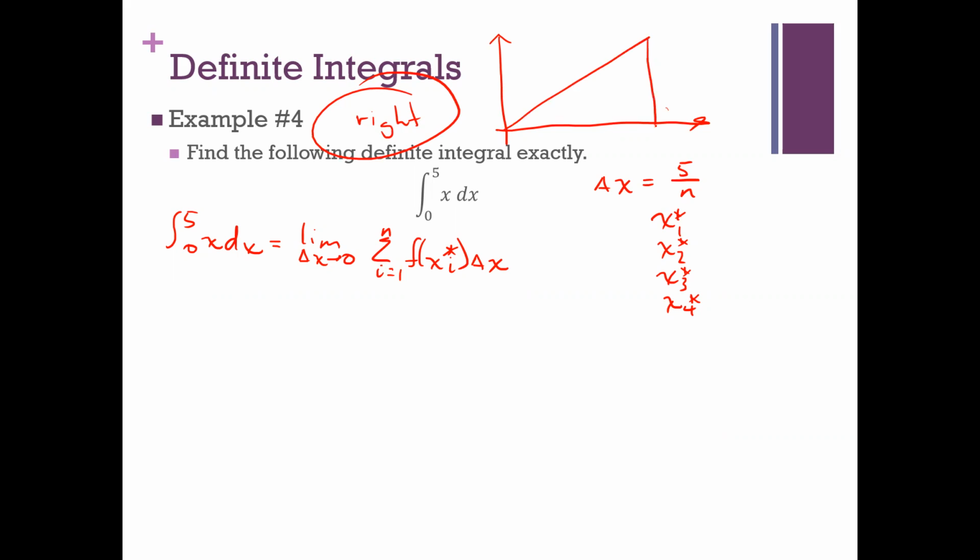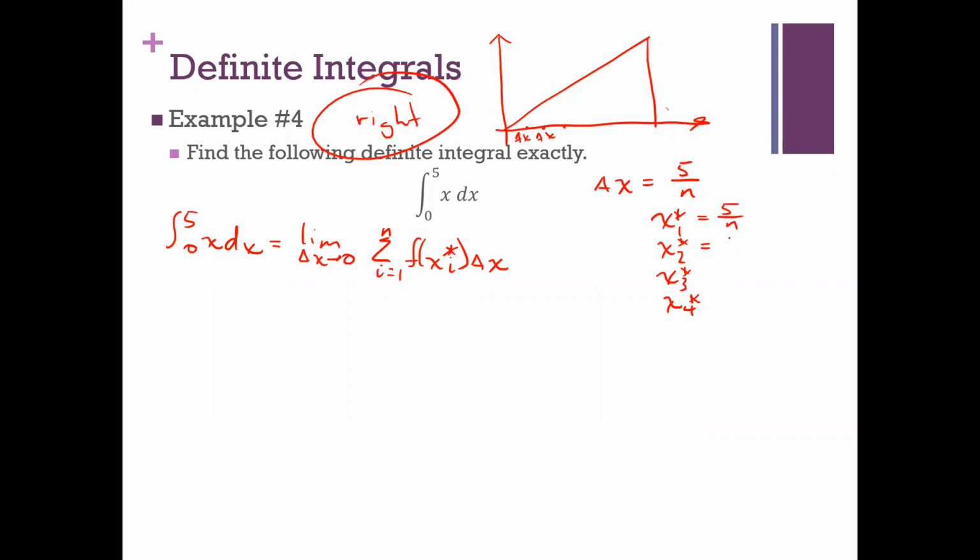How'd you get 5 over n? You just go with the first width, your first delta x. Right. Each one of these widths is delta x, right? And if I want the right endpoint, what's the left end of the first interval? 0, right? So if I go 5 over n to the right, then my first x value is going to be 5 over n. What will the next one be?